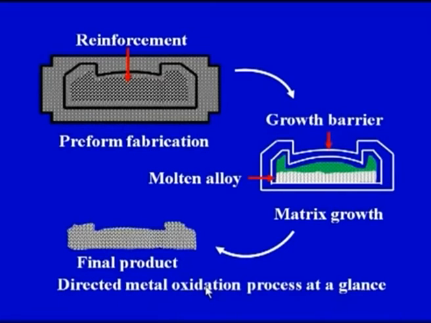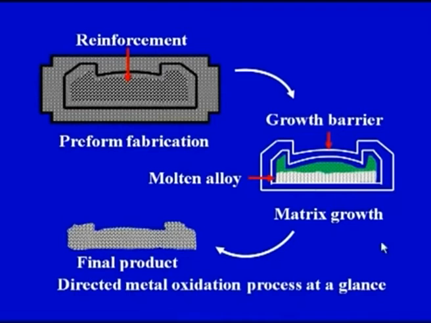So in all the processes used for processing of composites, we have to combine the two phases, the reinforcement and the matrix phase, together. In directed metal oxidation, this is the reinforcement, and the matrix is grown because of the reaction, that is the directed metal oxidation. So we have the reinforcement in the form of a preform, and the matrix is growing inside the preform to make a dense composite product.